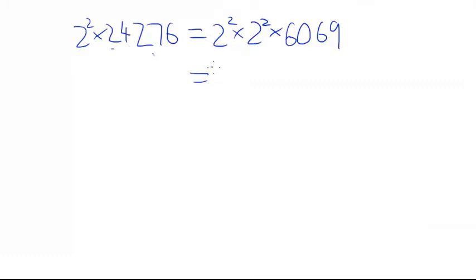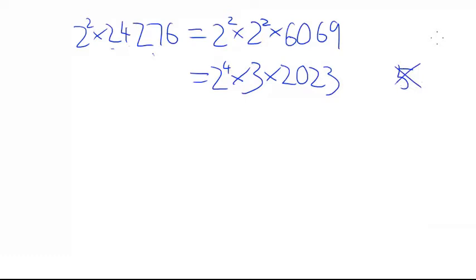Okay, let's merge these two first. This is 2 squared times 2 squared, 2 plus 2 is 4, so 2 to the 4th power times, okay, we can take a 3 out of this, 6069. 6 divided by 3 is 2, 0 divided by 3 is still 0, 9 divided by 3 is 3, 2023. Okay, now can we factorize anything else out? 2023. Let's see. Obviously, we can't factor out 5 because it doesn't end in a 5 or a 0. So 5 is out. Let's try 7, shall we?